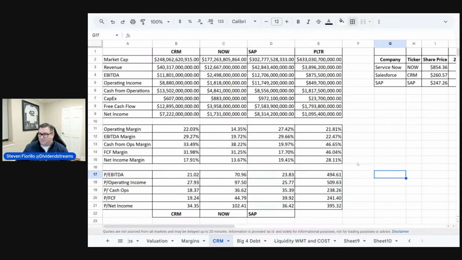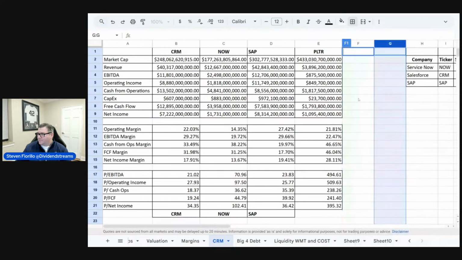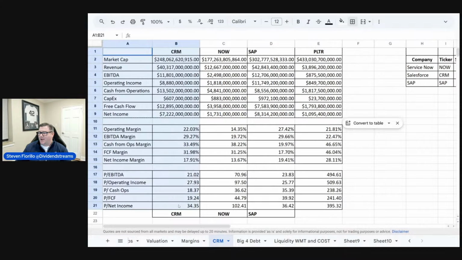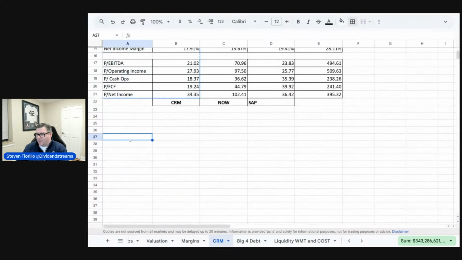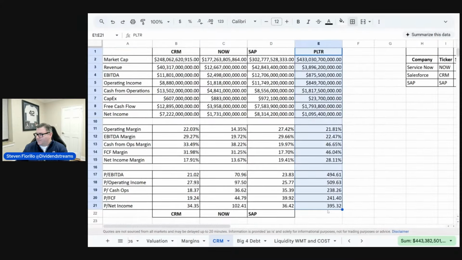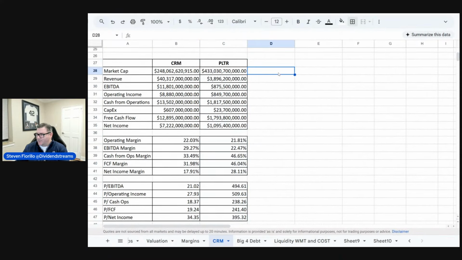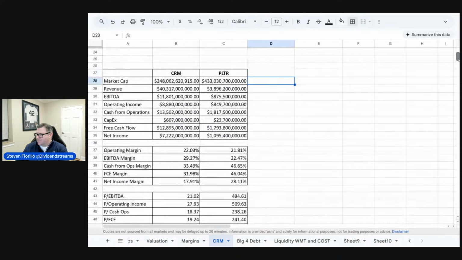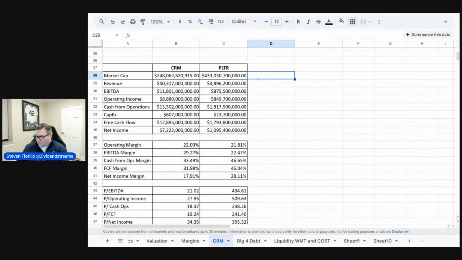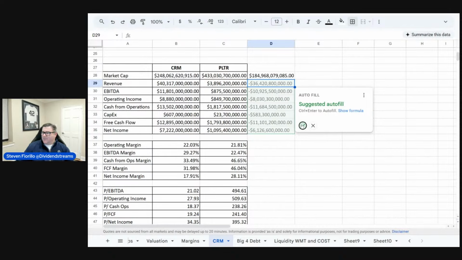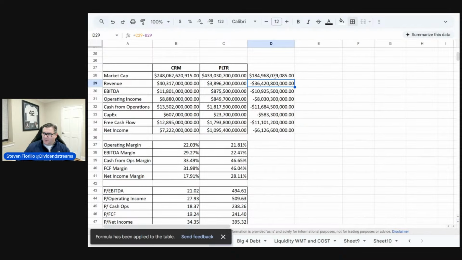I mean, I don't know what to tell you. Let's just look at Palantir versus Salesforce. Let's do this down here. I really do think that you're going to be surprised at the differences. So Palantir has a market cap that's $185 billion more than Salesforce.